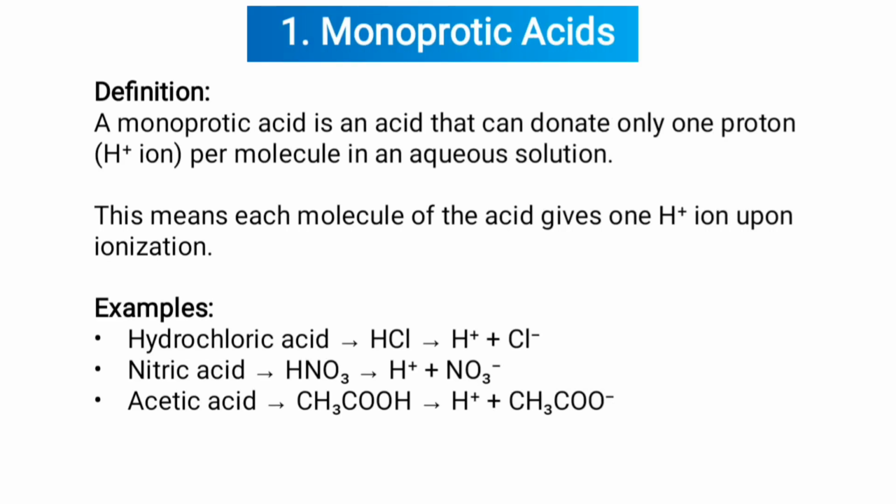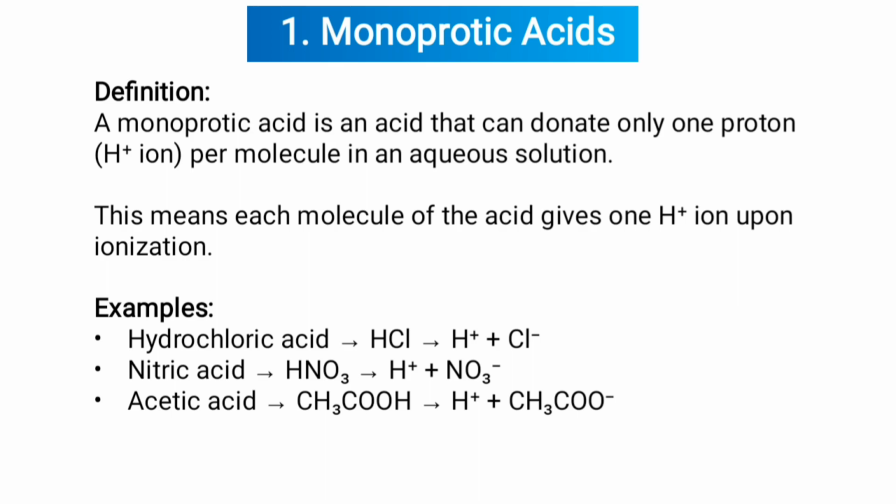The first one is monoprotic acids. Definition: a monoprotic acid is an acid that can donate only one proton, mean H plus ion, per molecule and in aqueous solution. This means each molecule of the acid gives one H plus ion upon ionization.